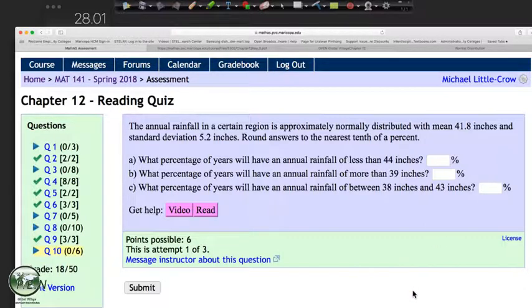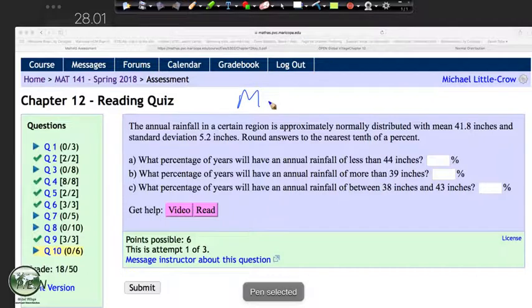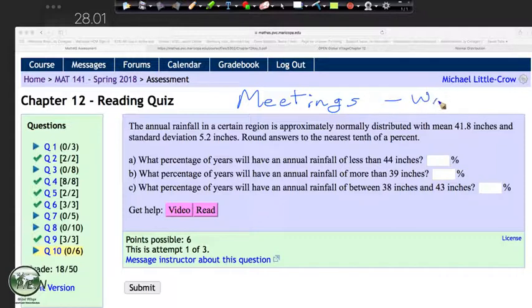Good job. What should we have for your word of the day? Meetings. Okay. Department meetings, every kind of meeting. Yep, meetings. Word of the day. Thank you.